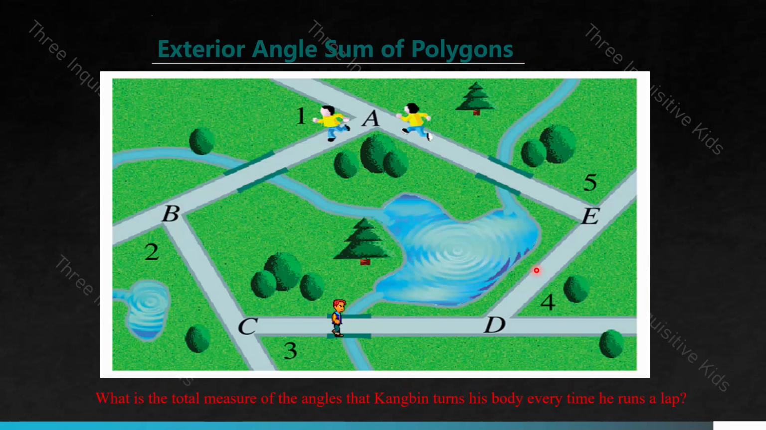Now we're going to look at the exterior angle sum of polygons. What is the total measure of the angles that Combin turns his body every time he runs a lap? So here we can definitely see that this park or this path forms a pentagon, right? So there is A, B, C, D, and E as its vertices, and there are angles marked 1, 2, 3, 4, and 5. But as you can see, these angles are not marked inside the pentagon, but outside the pentagon. So what does that mean?